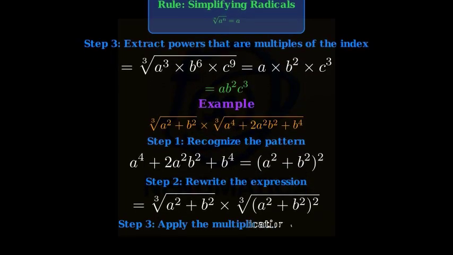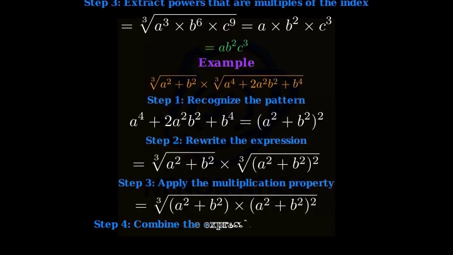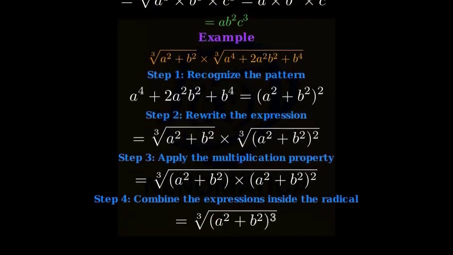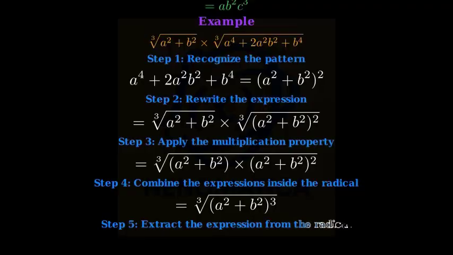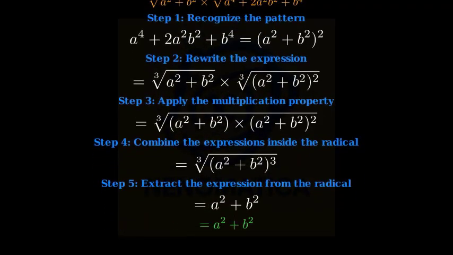Using the multiplication property of radicals, we can multiply what's inside the radicals. So we have the cube root of (a squared plus b squared) times (a squared plus b squared) squared. Simplifying inside the radical, we get the cube root of (a squared plus b squared) cubed. Since we have a cube root of something cubed, we can extract it from the radical. So our final answer is a squared plus b squared.